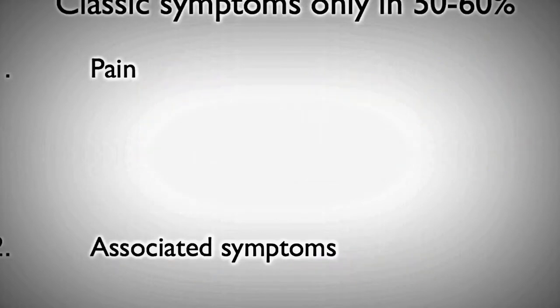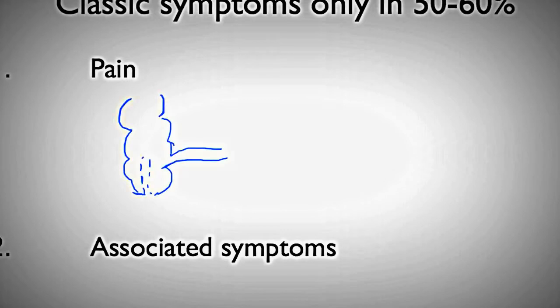Unfortunately, these classic symptoms only happen in about 50 to 60% of patients with appendicitis. Why is that? First, the pain may not be where we expect it to be because of changes in anatomy in patients. If the patient's appendix is behind the cecum, or retrocecal, like here, then the appendicitis will give pain not in the right lower quadrant. It might go up to the right flank instead.